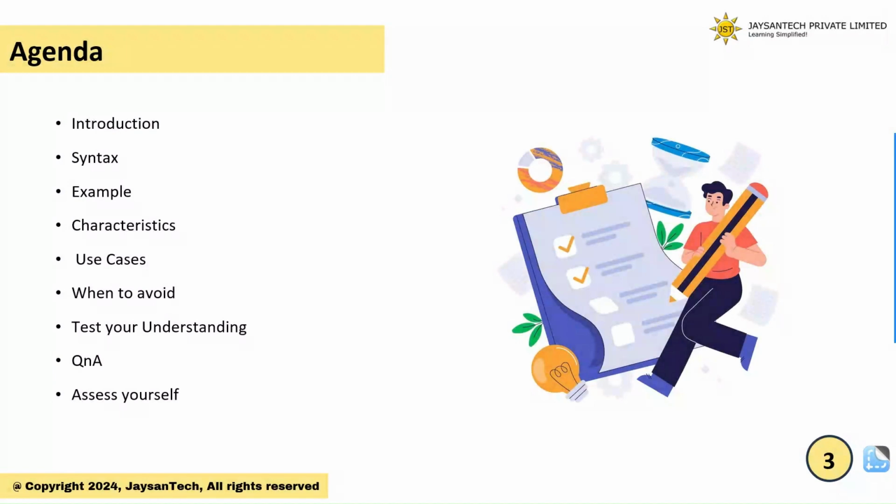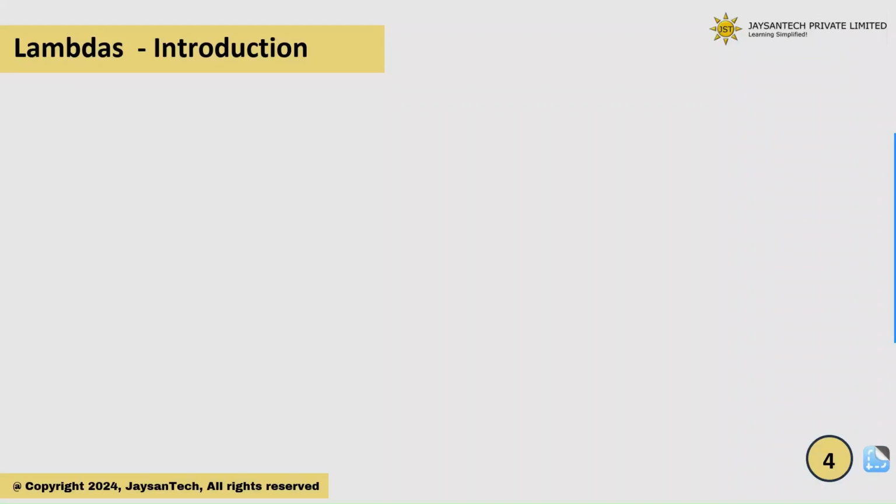We'll also look into when you're not supposed to use Lambdas, when it will prove to be having a negative effect on your code. Then later on we'll look into some practice questions that you can use to check how much you have actually understood whatever we have covered in this session. And later on you'll be given some more questions which you can try to solve by yourself to understand how much you have actually understood. And those questions will be discussed in the next session. So let's jump into the session now.